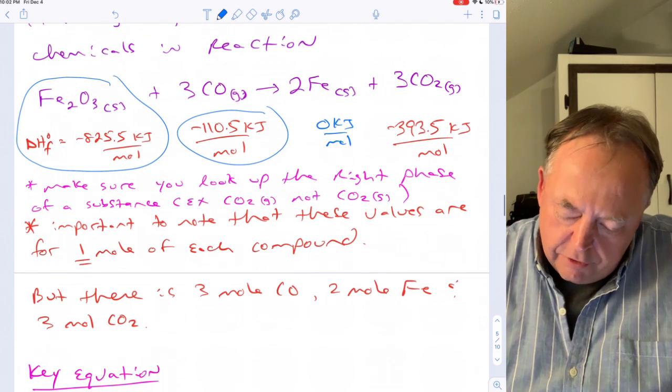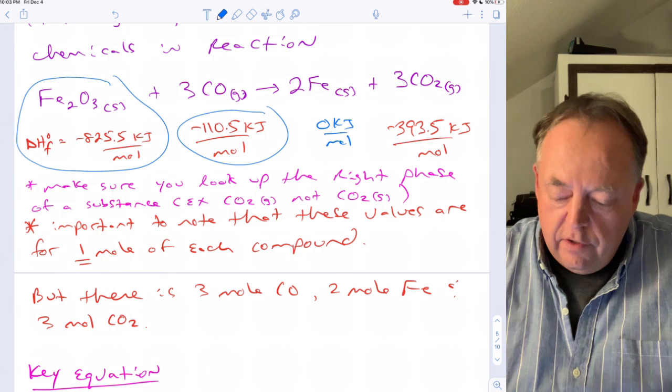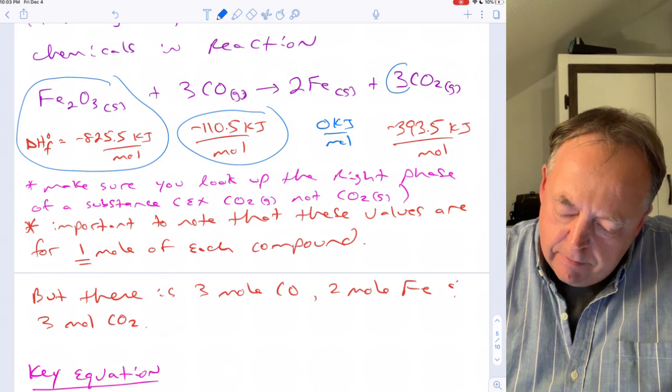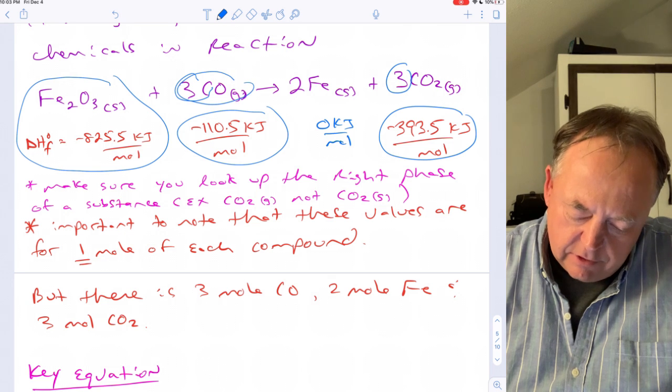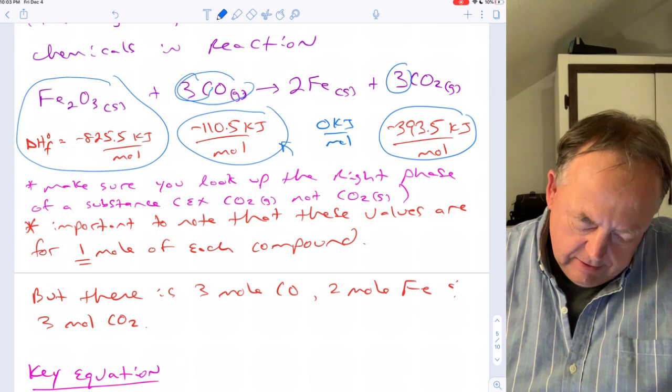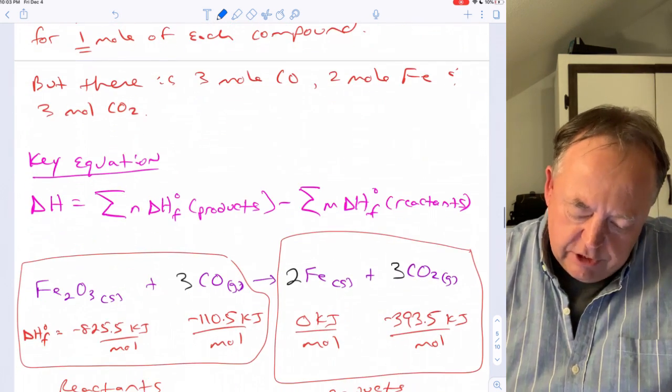Okay, so it's important to note that these values are for 1 mole of the compound. But we have 3 moles of CO2, and this is only for 1 mole. And we have 3 moles of carbon monoxide, but this is only for 1 mole. So the key equation to use then is this.